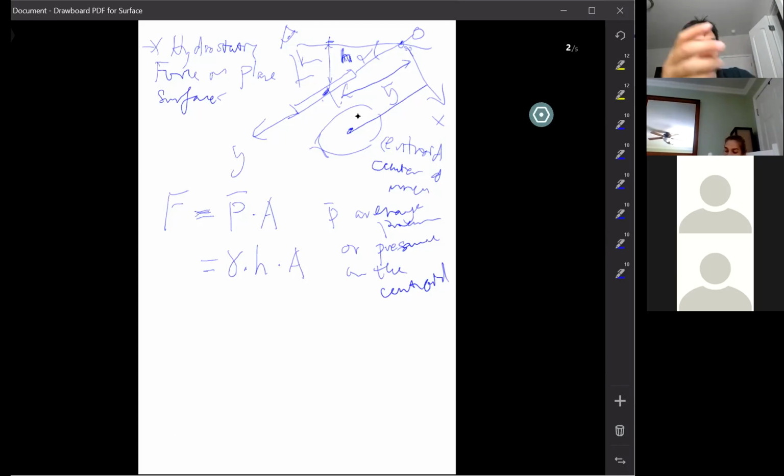Any questions? This part is the most difficult. This part will be the most difficult part if you solve problems. In a quiz or whatever, you will see. A lot of problems could be very difficult to solve. Let me know if you have questions.